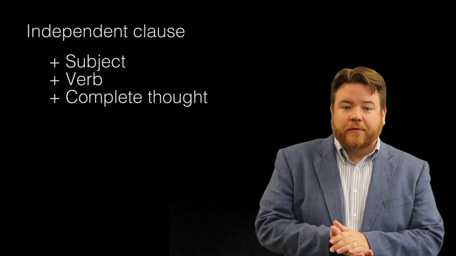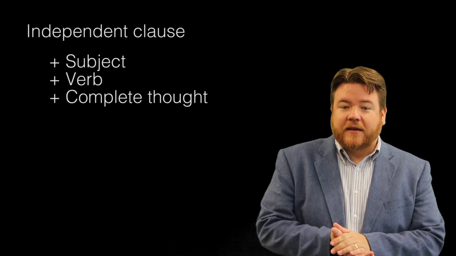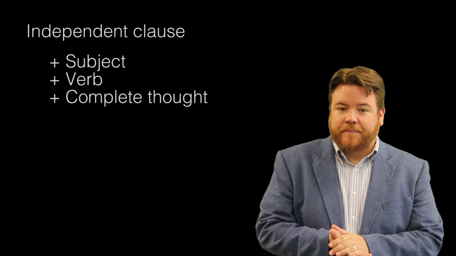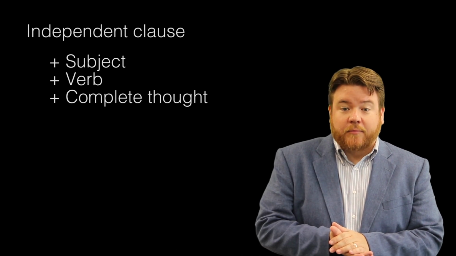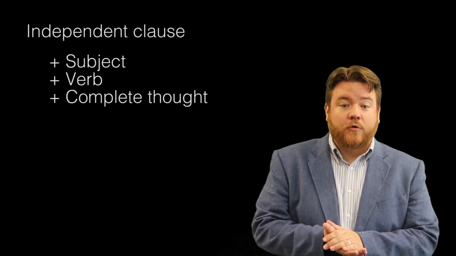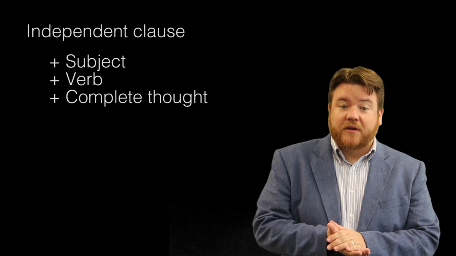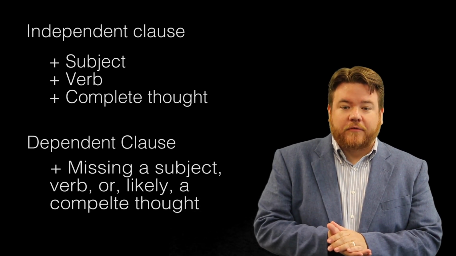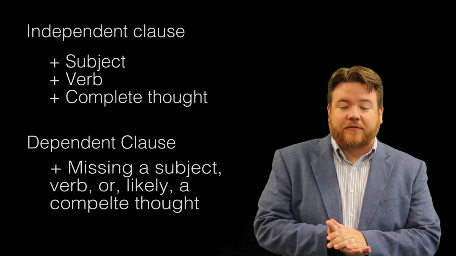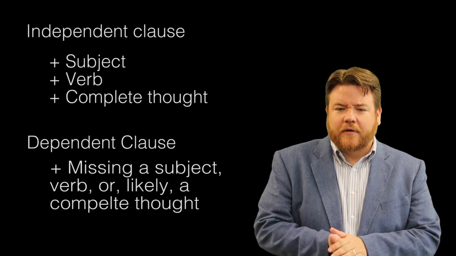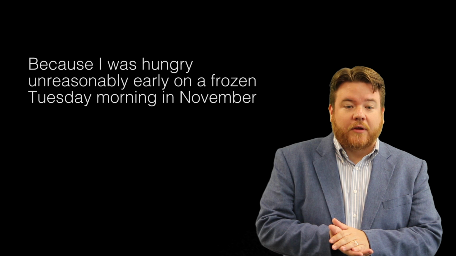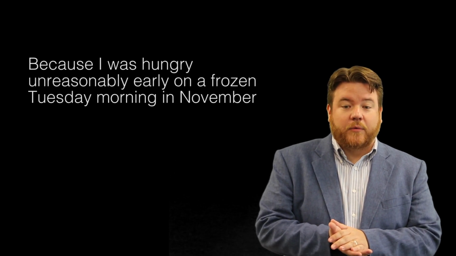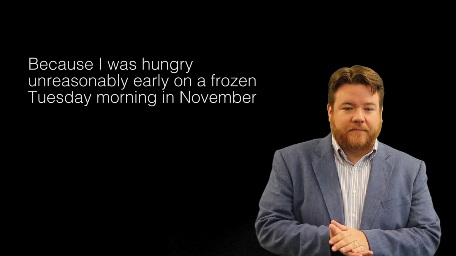sentences. In order for a clause to be considered independent, it needs to have three things: a subject, a verb, and a complete thought. Believe it or not, an independent clause may be comprised of as little as 2 words. For example, she runs. Alternately, a clause comprised of many words may be dependent and unable to stand on its own as a sentence. Take this clause: because I was hungry unreasonably early on a frozen Tuesday morning in November. 13 words later, we still do not have a complete sentence.